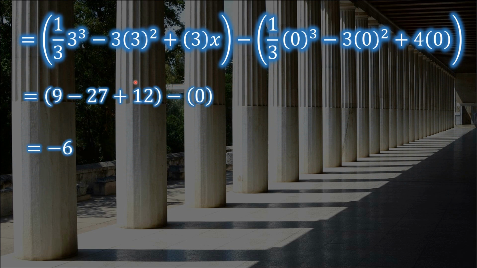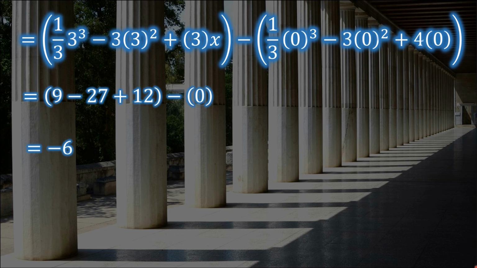when you plug in these 3's, you get 9, you get 27, you get 12. All of these are just 0, so those all just go away. And 9 minus 27 plus 12 is -6. I get a negative number. So the area under the curve is a negative number.